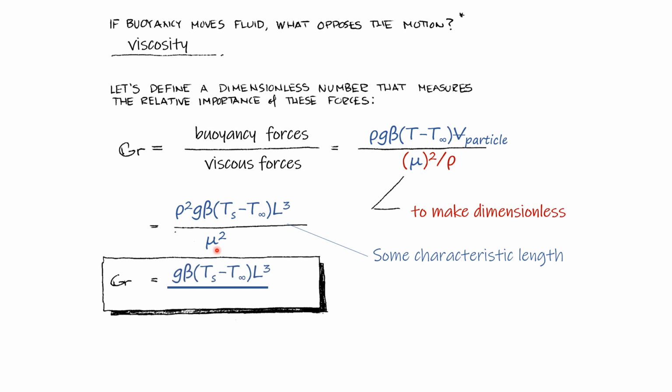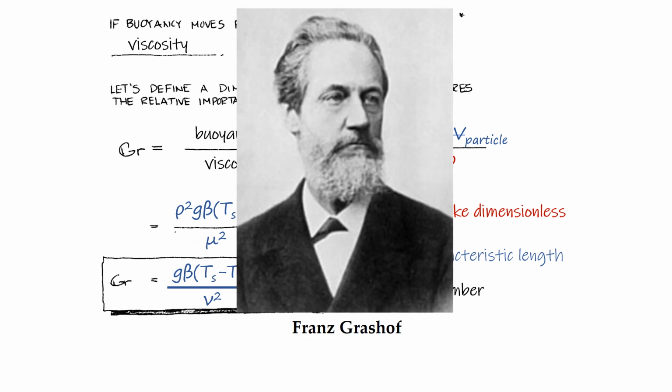So here's the final form of our dimensionless number. G beta delta T L cubed over nu squared. This is called the Grashof number. That's why we give it the symbol GR. It basically plays the role of Reynolds number in buoyancy-driven flows. Very similar.